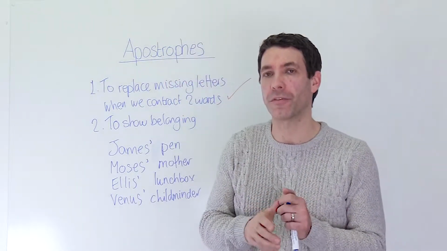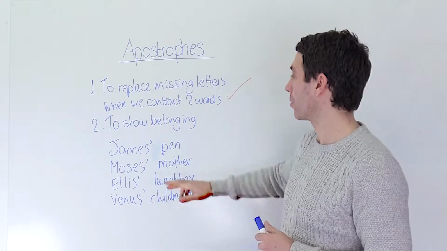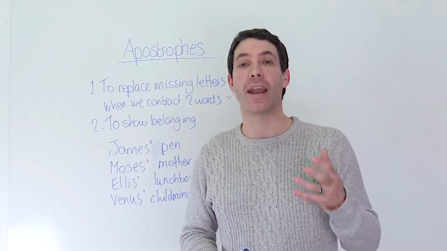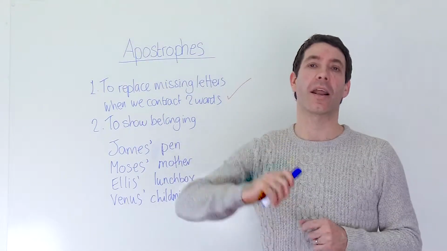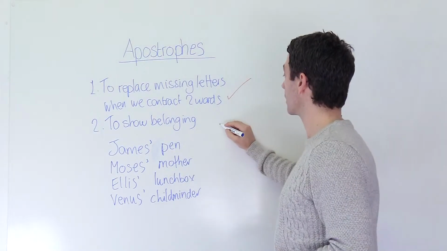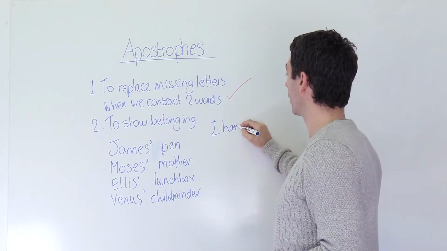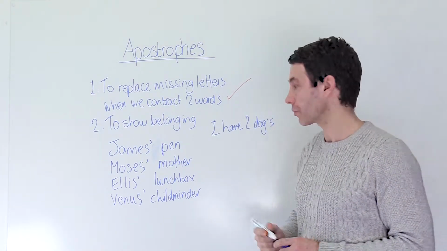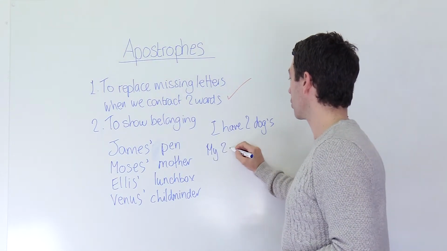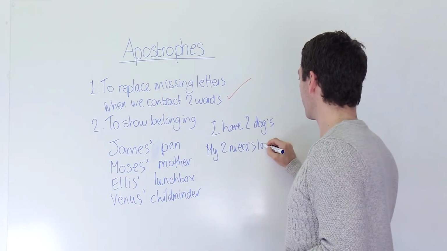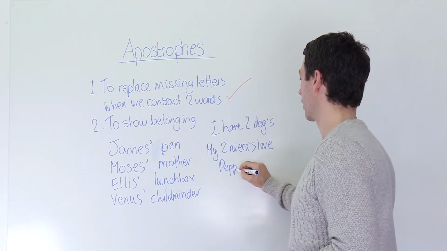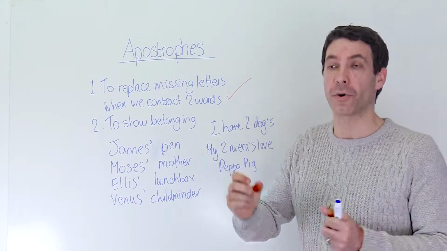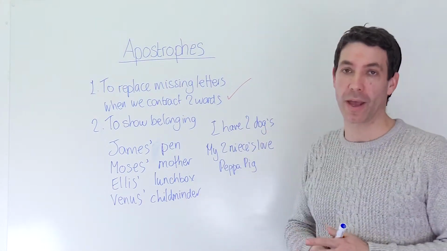Now, one more thing before we finish off. Often when learners learn about apostrophes, they get quite excited about using them naturally, and they start putting them everywhere. Whenever they see a letter S, they think, I'm going to bung in an apostrophe there. So we end up with sentences like this. I have 2 dog's. Or my 2 niece's love Peppa Pig. The excitement about learning about apostrophes has translated to apostrophes just getting stuffed in everywhere in every noun.